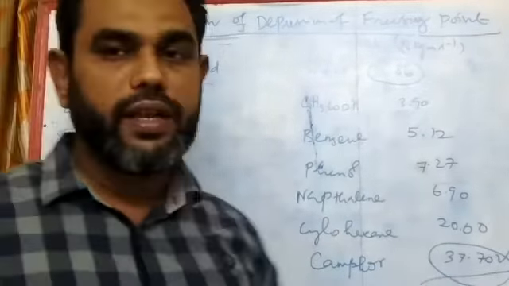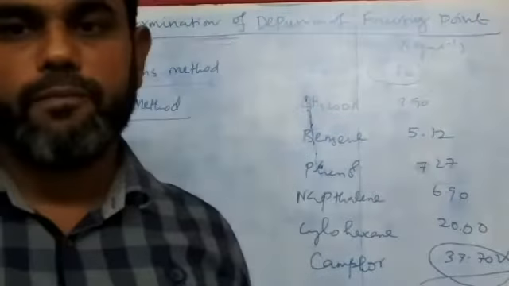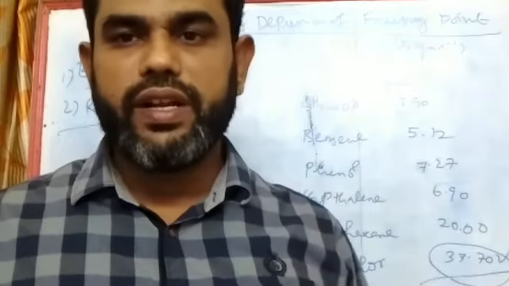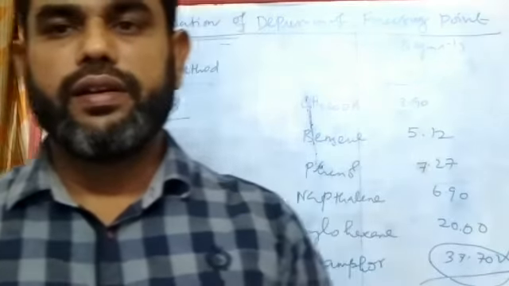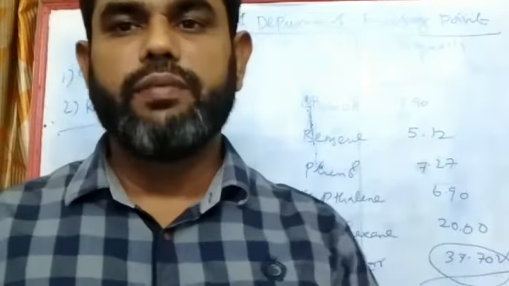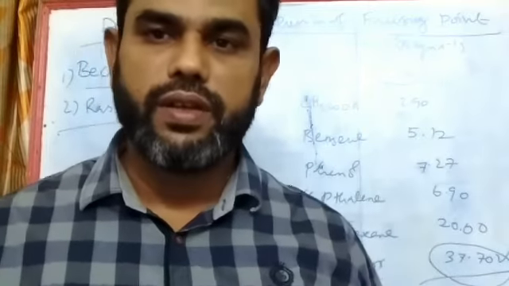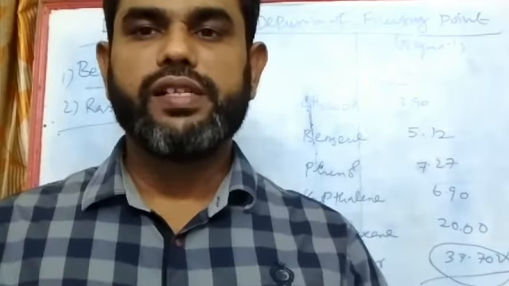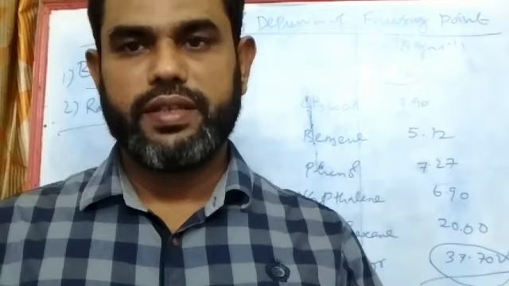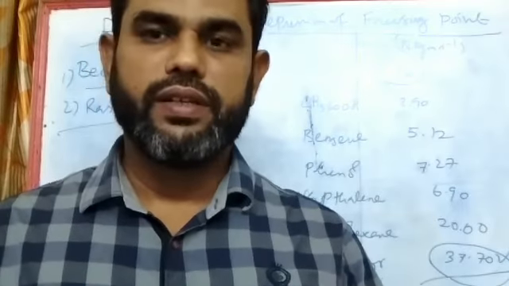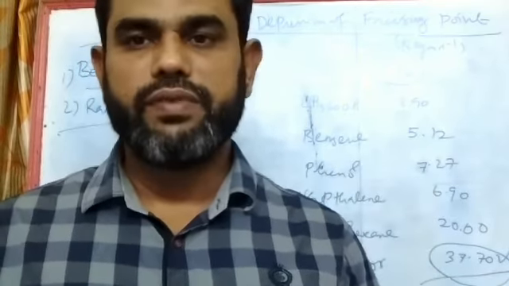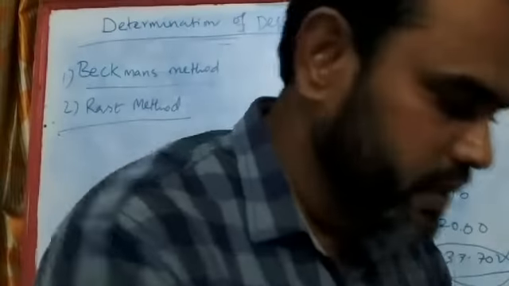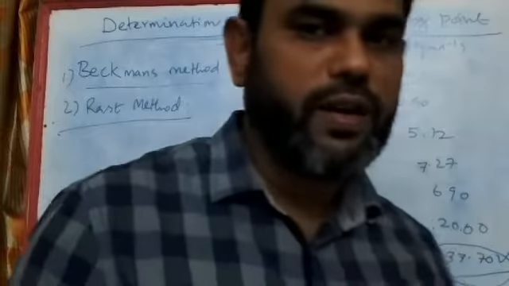by 37.7 degrees centigrade. So using camphor as a solvent can be very effective in determining the freezing point of an unknown solute, because the difference is so large that errors can be minimized in the determination of the depression of freezing point. Now let us go through the methods of determination one by one.